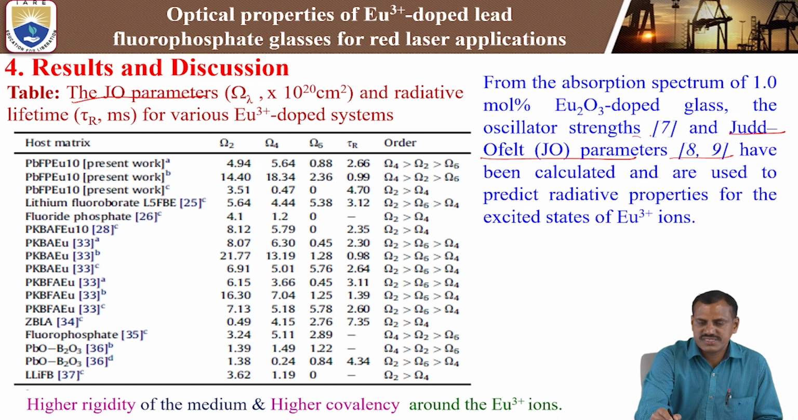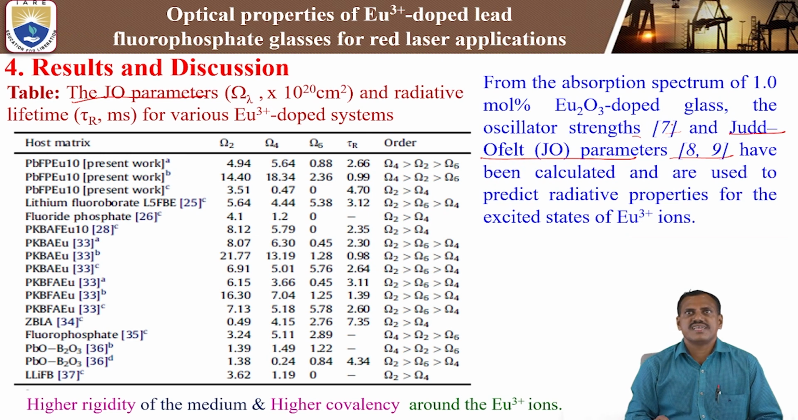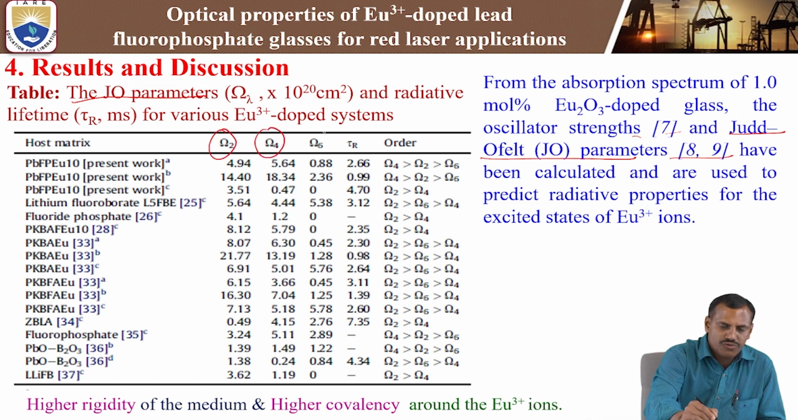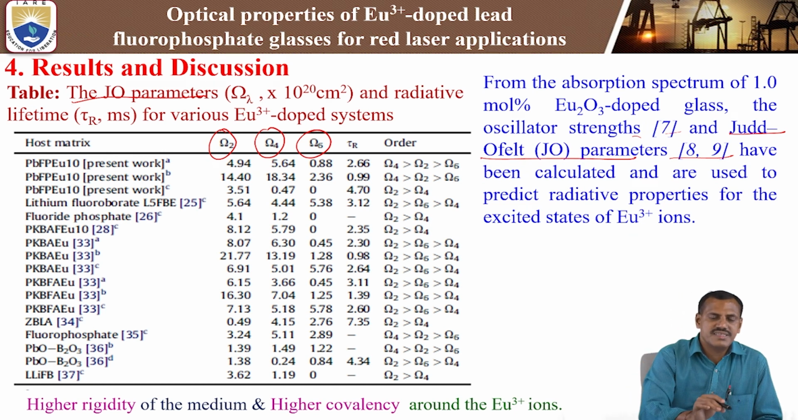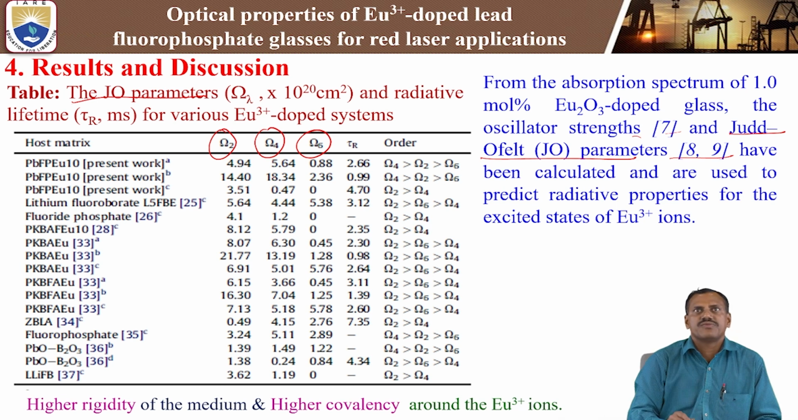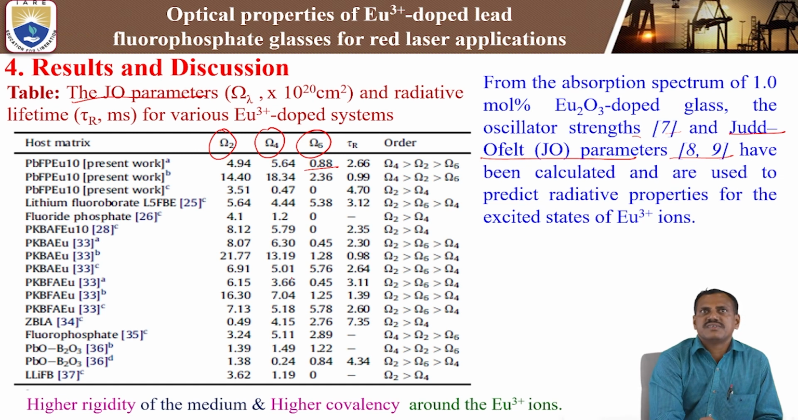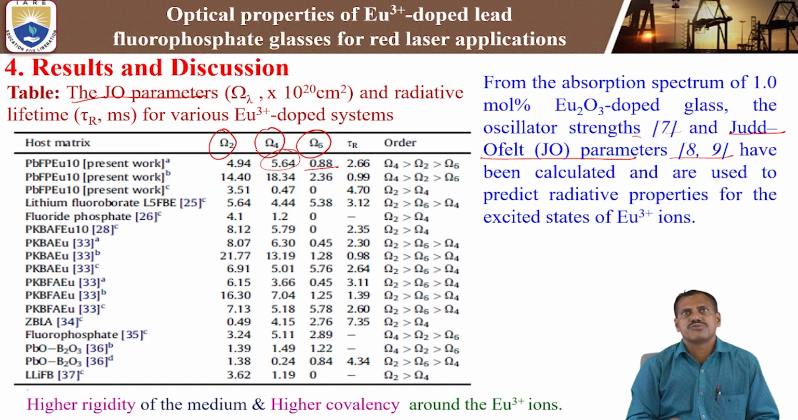And also by using the 7th reference, we have calculated the experimental oscillator strength and the calculated oscillator strength. By using oscillator strength, we are calculating omega 2, omega 4, omega 6. These 3 are the Judd-Ofelt intensity parameters. Here the omega 2 value is 4.94, omega 4 is 5.64, omega 6 is 0.88. Among the 3 intensity parameters, omega 4 has a larger value than omega 2 and omega 6.